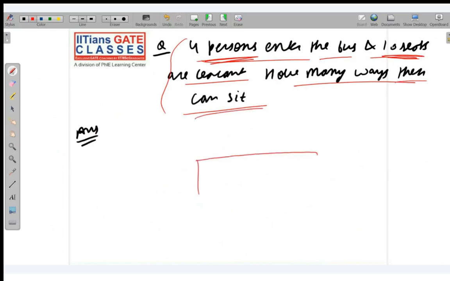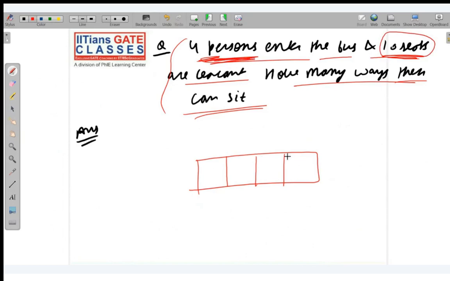So now again, the same box method. First of all, tell me how many boxes there will be. Now only 4 boxes. There are 4 persons and 10 seats. Obviously 4 persons cannot sit on all 10 seats, so you have to pick 4 seats. From the 10 seats, you will pick 4 seats, and on these 4 seats, you will arrange the 4 persons.